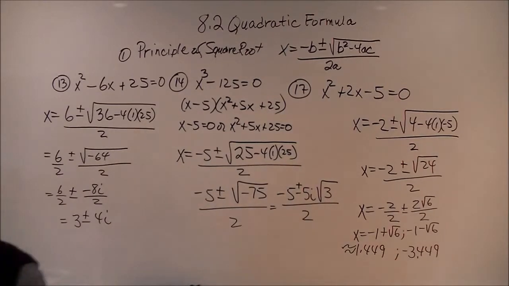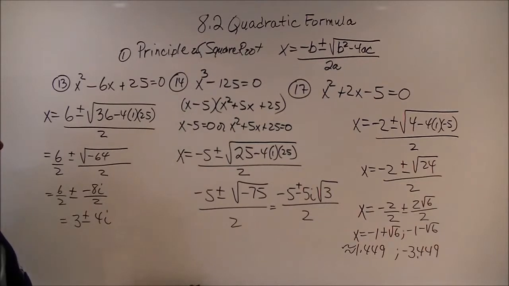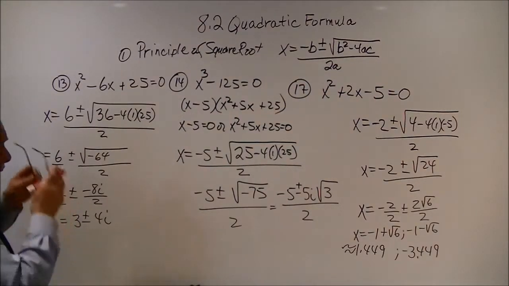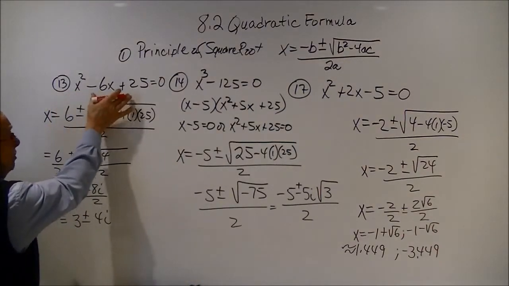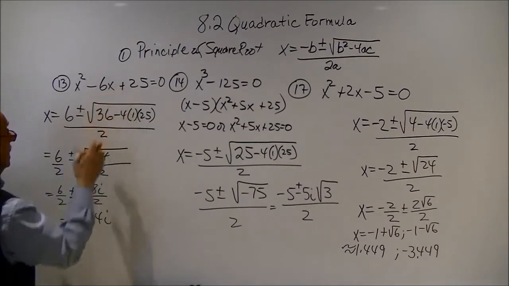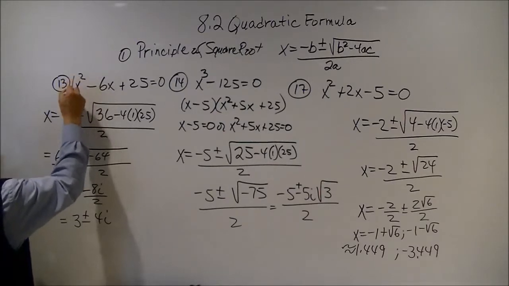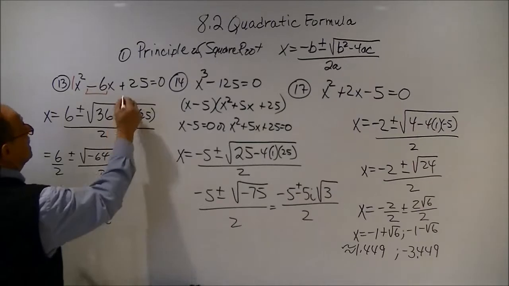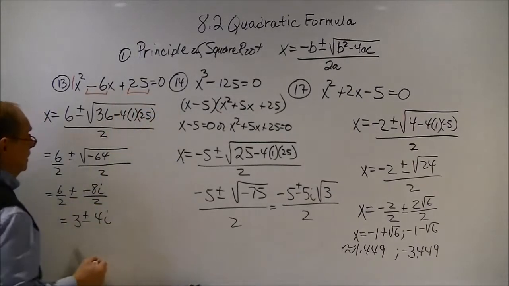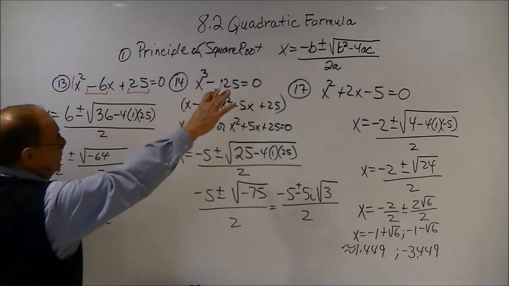Okay, I've put up a few more examples, and rather than go through the tedious part of writing them out as I went along, number 13 I put in standard form of the quadratic equation, where I had to identify a, which is 1, b then is a negative 6, and c is a positive 25. Then I went into the quadratic formula.